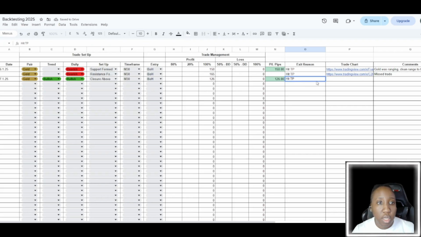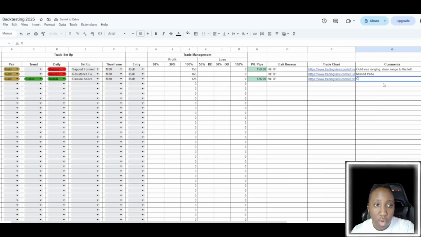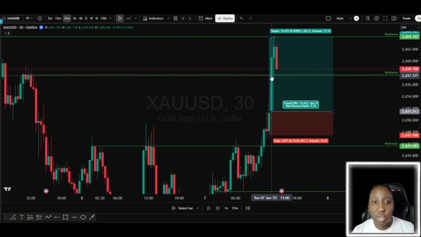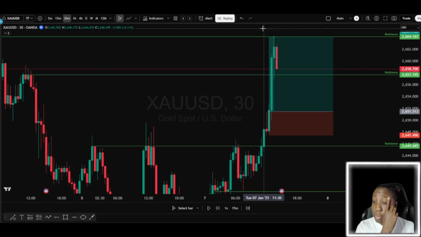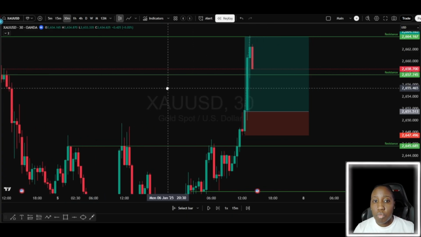Hit TP. Now, the way that candle pushed up, it was amazing. Had a continuation pattern. Partials at previous resistance, because I was looking to take partials here, but this candle actually just blasted up all the way through. All right, so not bad.